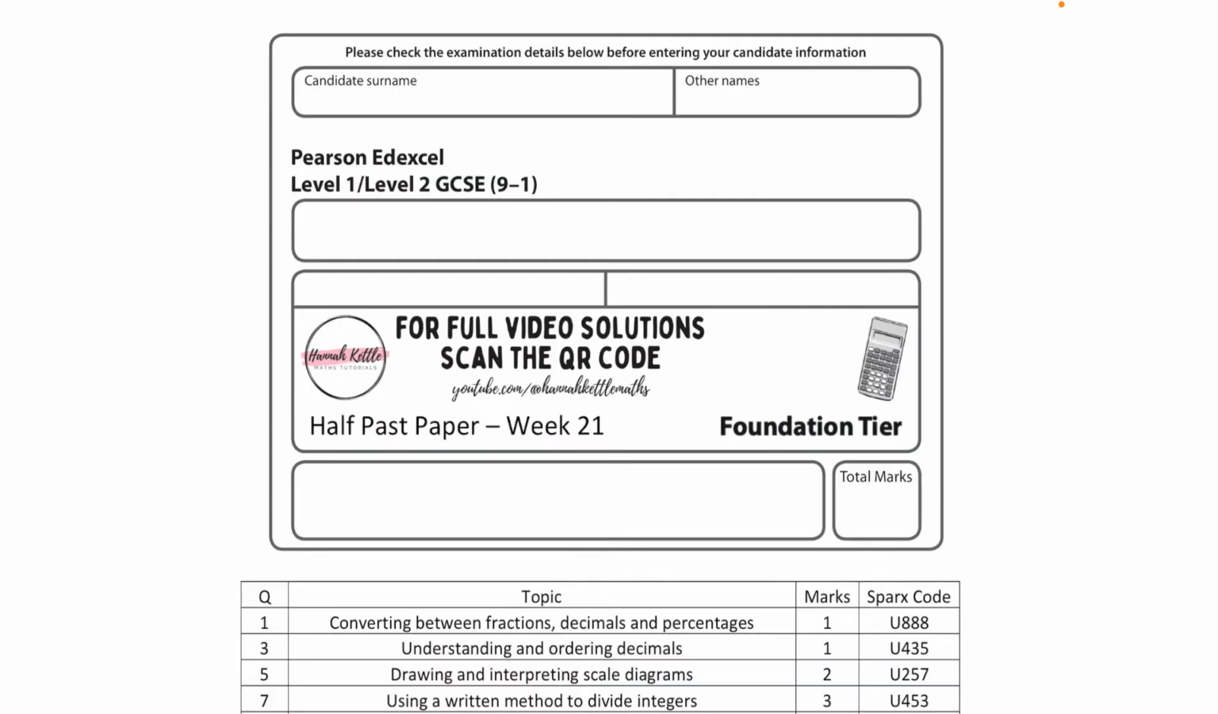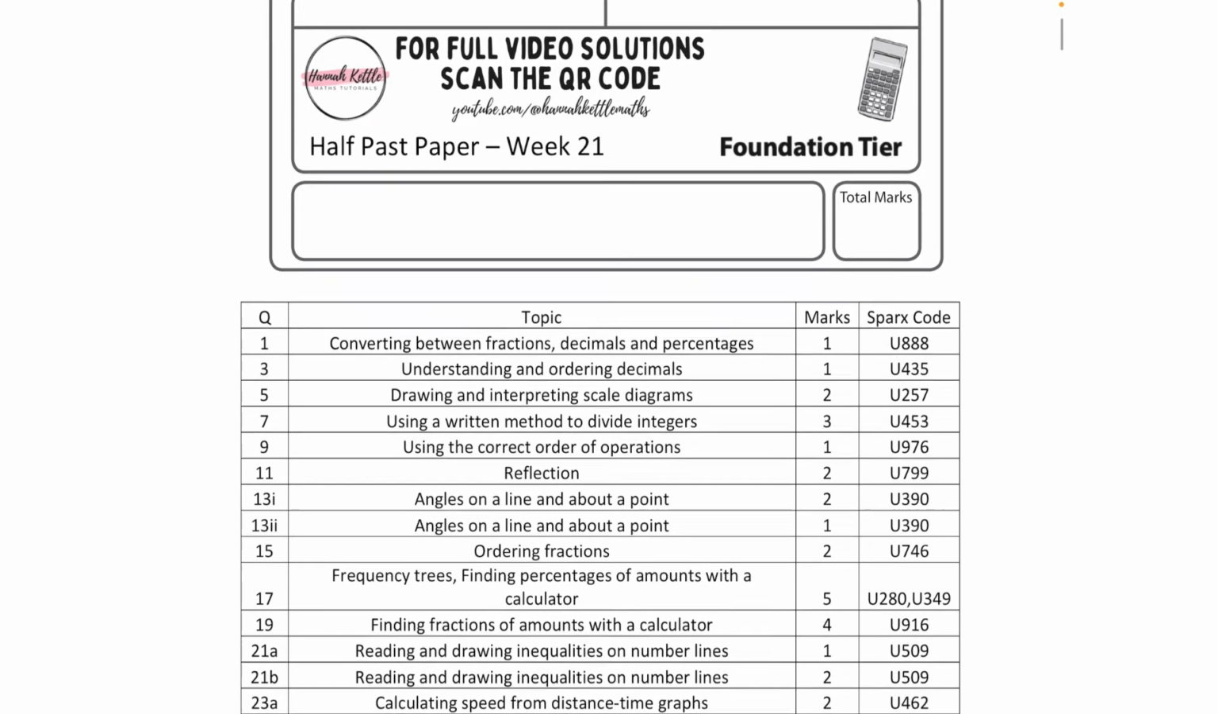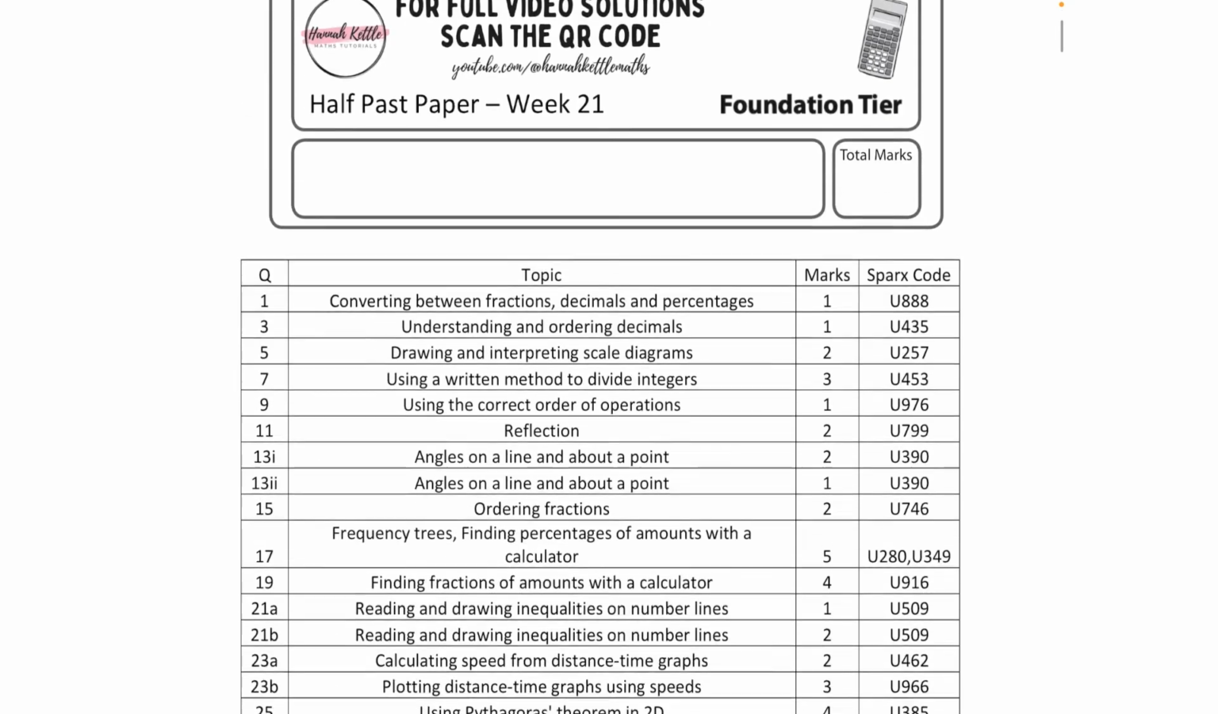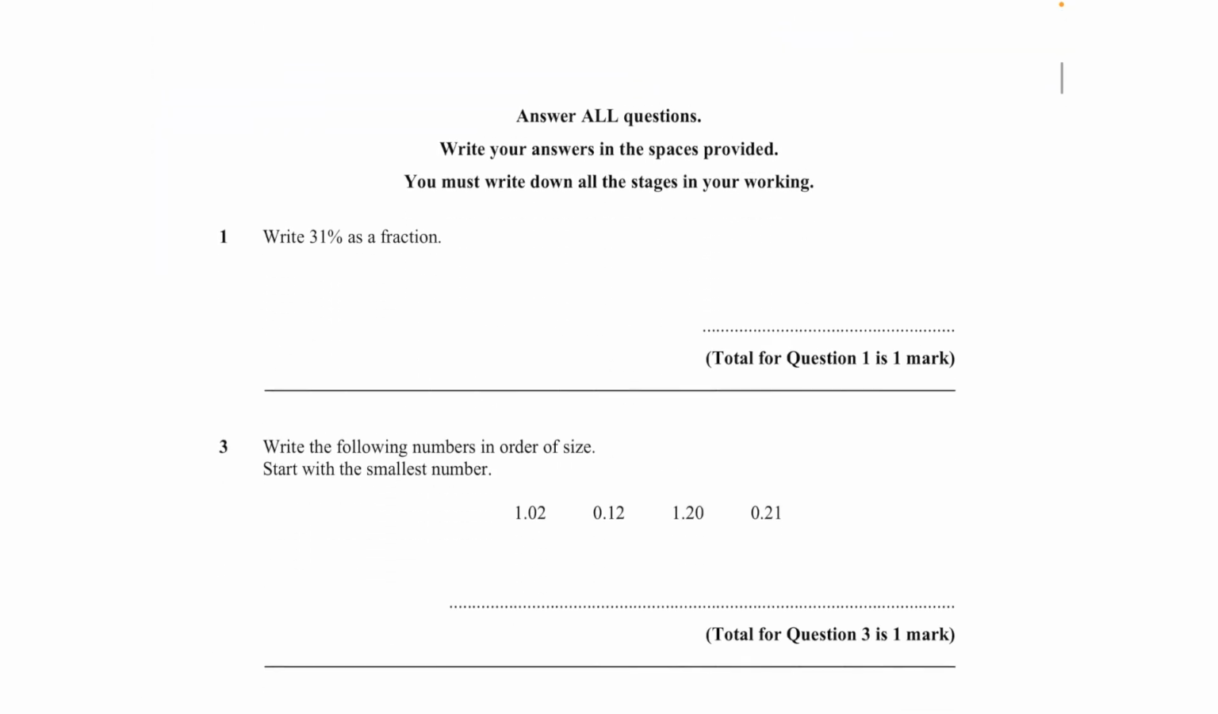This is half past paper, week 21, foundations here, and we're back to a calculator paper this week. So this is half a past paper. These are all the topics that we're going to do this week. Here we are, and this is for foundation, and those are all the codes as usual.